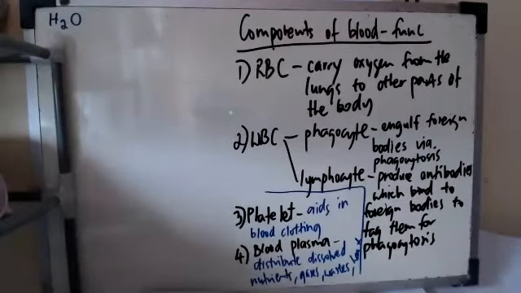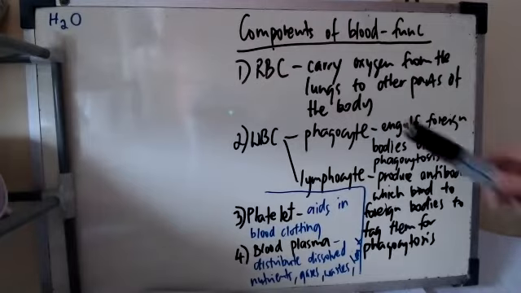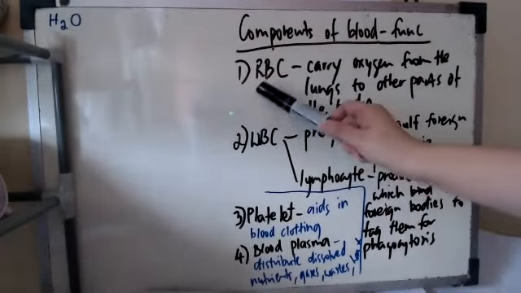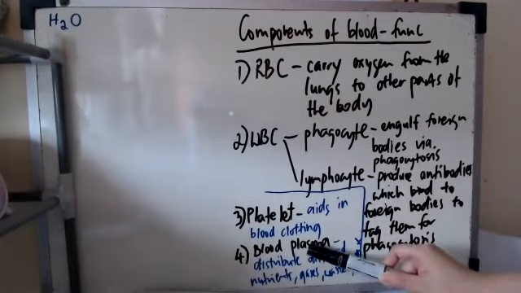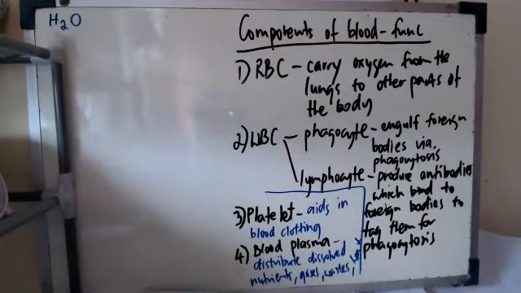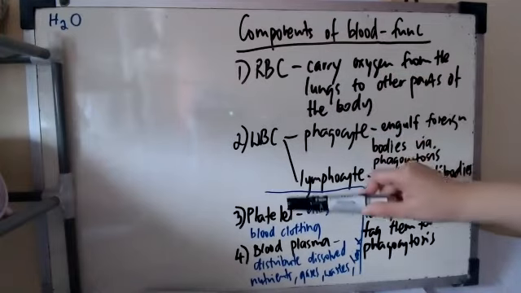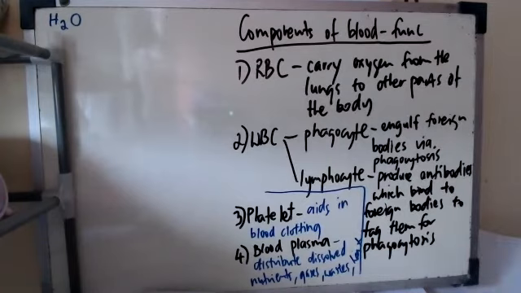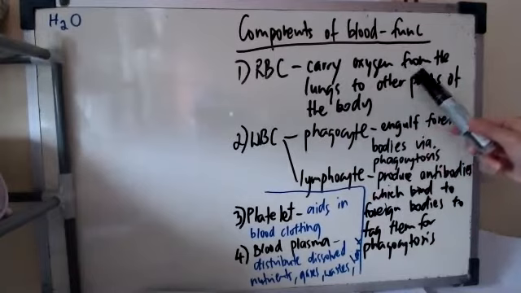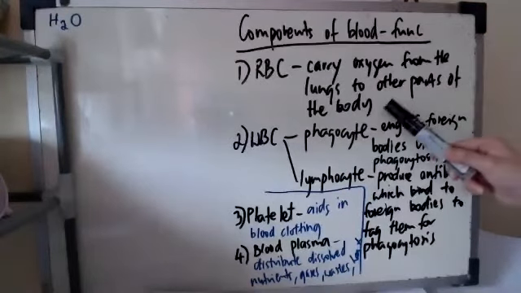Okay, let's take a look at components of blood and their function. So there are 4 components of blood: red blood cell, white blood cell, platelets, and blood plasma. So you are required to list down the components of blood, and also you have to list the functions of all these components. The red blood cell carry oxygen from the lungs to other parts of the body.